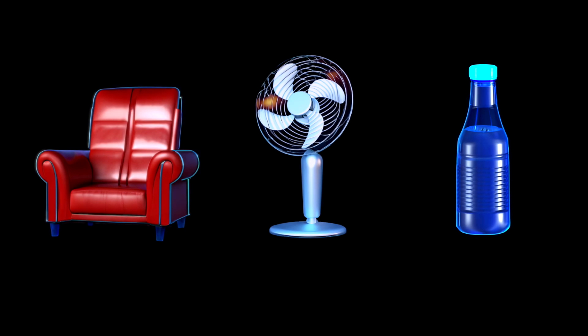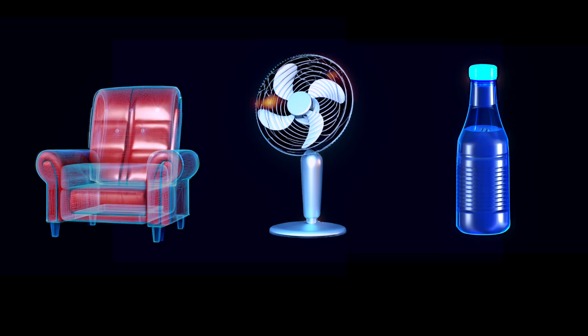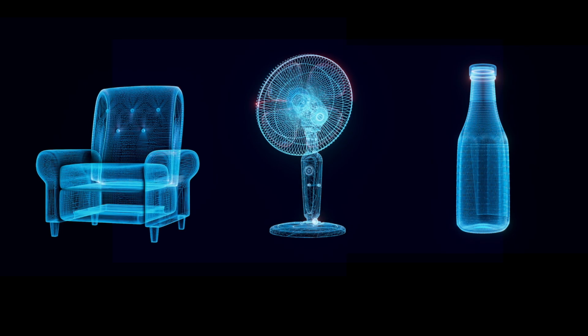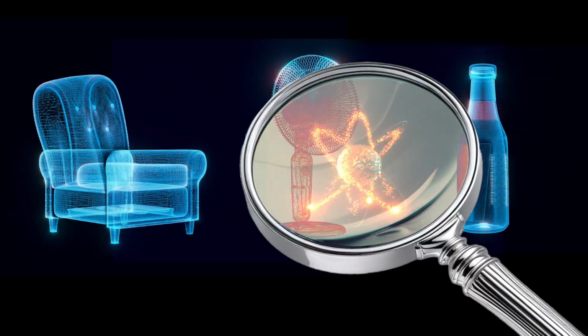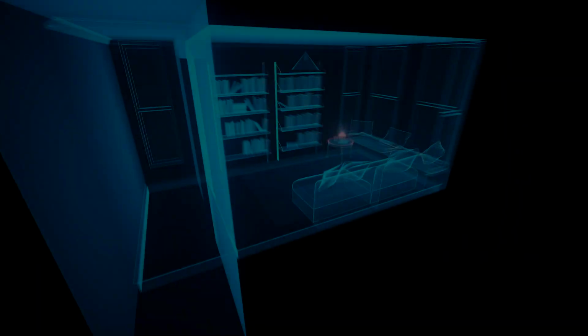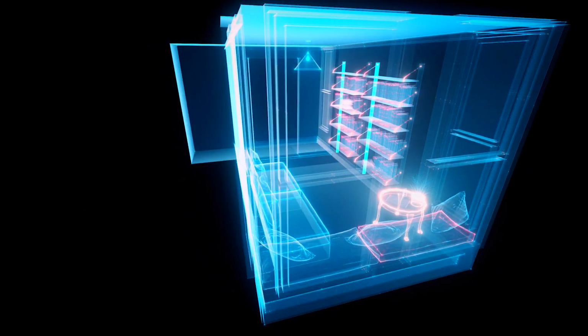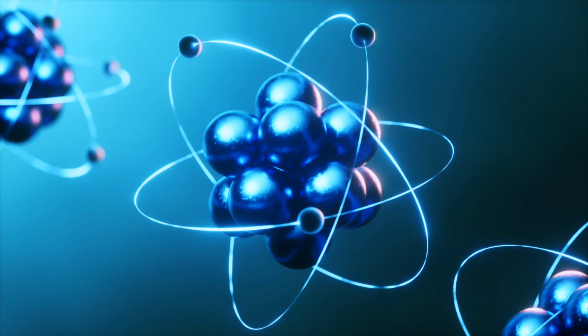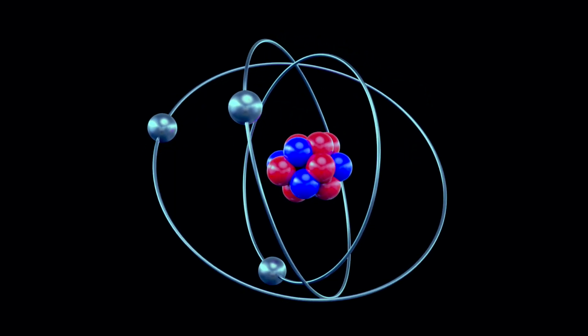We are surrounded by all kinds of objects: wooden chairs, metal fans, plastic bottles, but beneath what we can see lies a hidden, microscopic world, the quantum world. And at its core, everything around us, no matter how different it seems, is made from the same fundamental building blocks: atoms. Let's take a look at the structure of an atom.